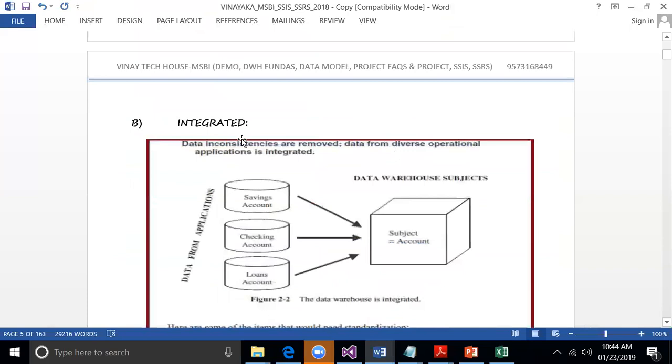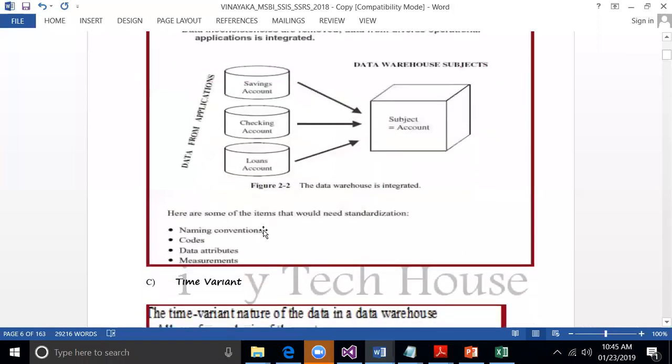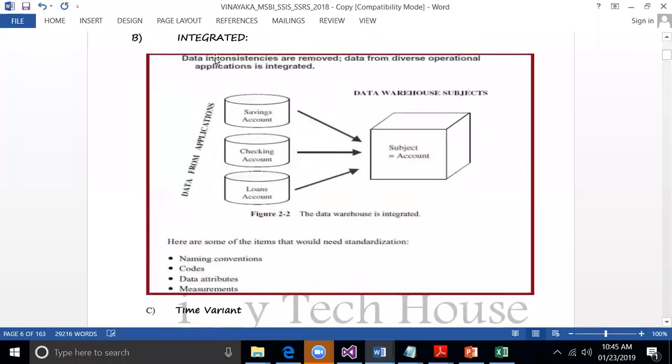Second one, integration. Your business happens in different countries, different locations, so you will find different currencies and different naming standards. But while you move into a single warehouse area, ensure common naming conventions and common currency conventions. These are called standardization. Don't think integrated just means integrating data. While integrating, ensure standard naming conventions, standard currencies, standard codes, standard processes. That is called integrated. So single subject areas have integrated data.